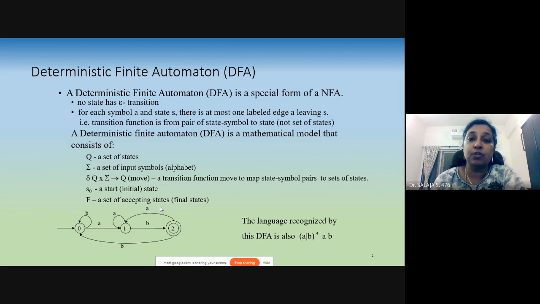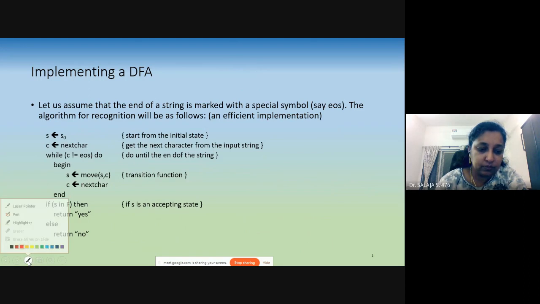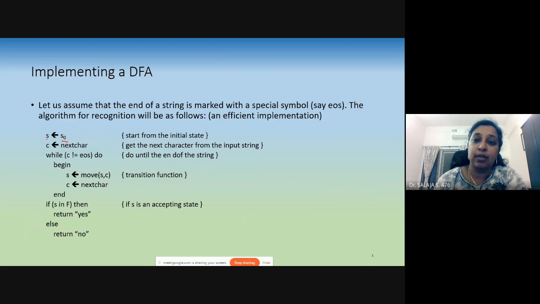Now, how are we going to simulate a deterministic finite automata? In the next slide, we'll be looking at the algorithm for it. Having said that, the finite automata is one which represents a string in the language and checks whether the string is a part of the language. Let's take the initial state first and assign it to a variable s. This variable s indicates the state at a particular point of time t.